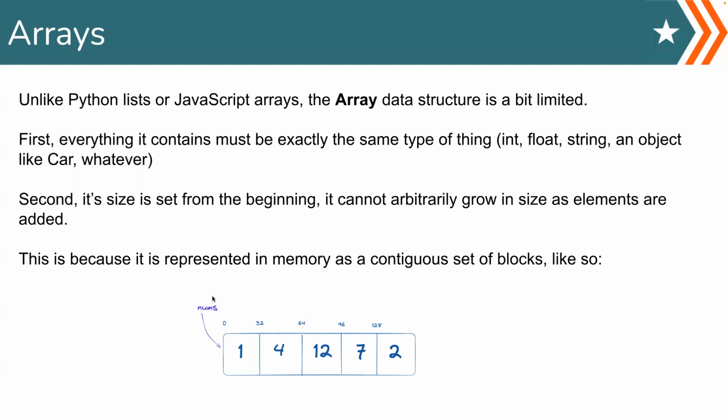So the advantage of an array data structure is that because it's only got the same thing and it's got a limited amount of size, we can put it all next to each other and then find stuff in it very quickly.